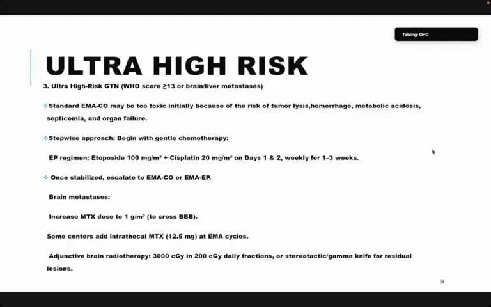And if you suspect there's brain metastasis, FIGO recommends that you increase the methotrexate dose to 1 gram per meter squared to allow the drug to cross the blood-brain barrier. Some centers may add intrathecal methotrexate at EMA cycles, or you can give brain radiotherapy.